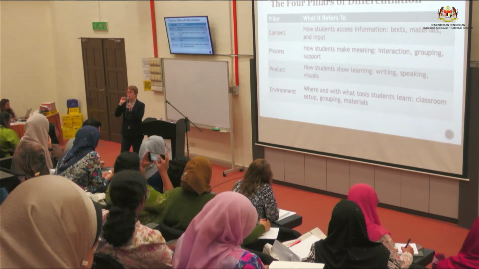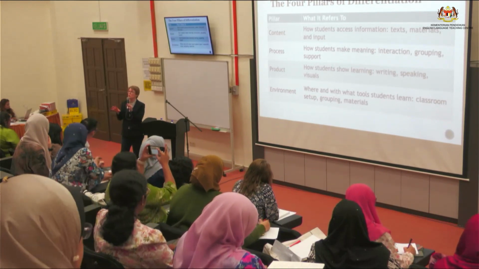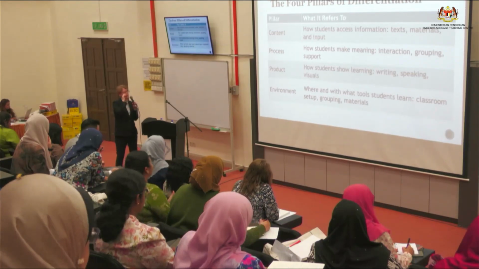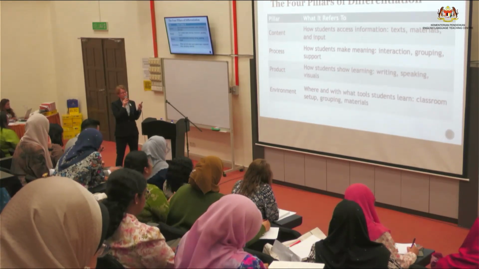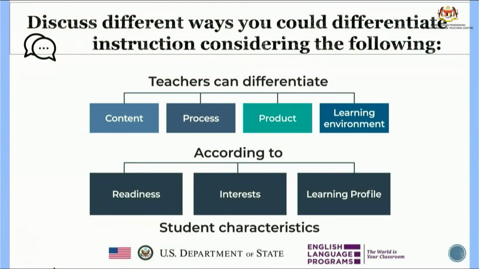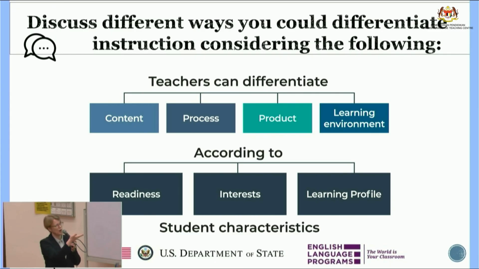Product is how you produce or how you show what you've learned, okay, exhibiting learning. And then environment, so the classroom environment. Okay, so different ways that you can differentiate. So teachers can differentiate content, process, product, learning environment, right? According to these different student characteristics.